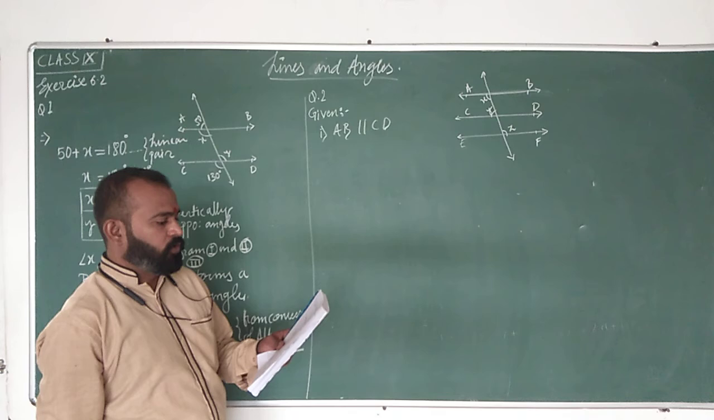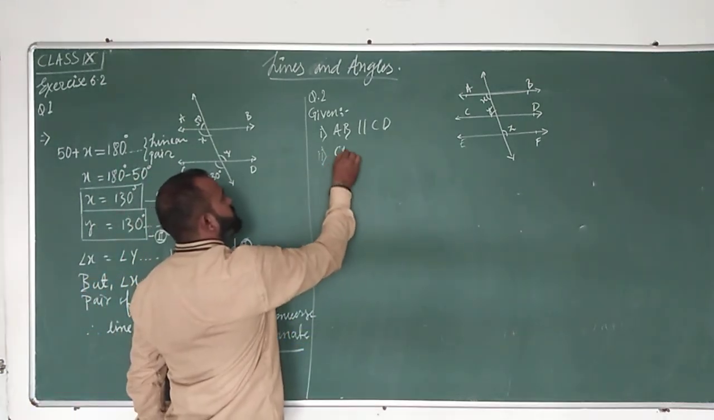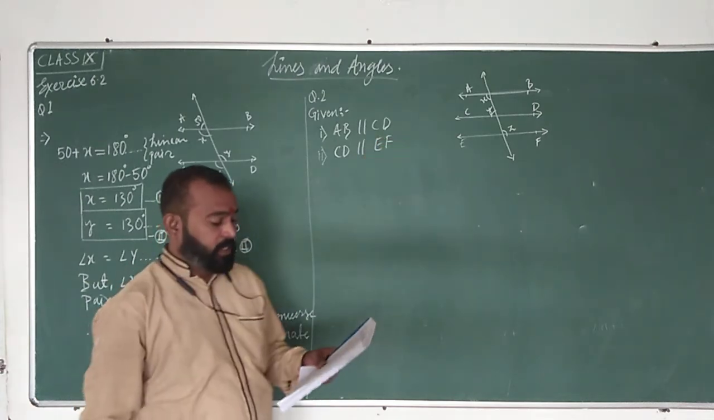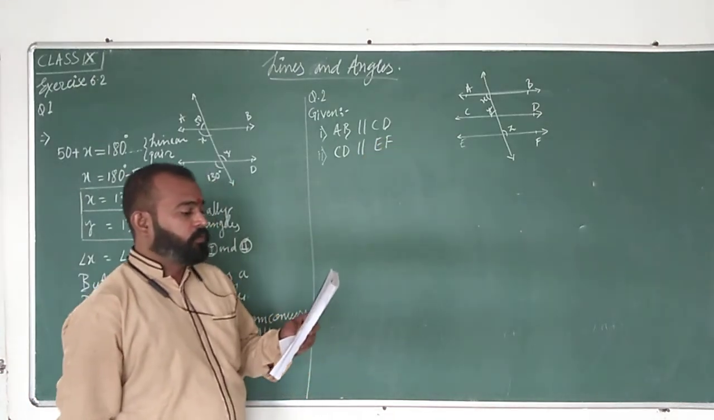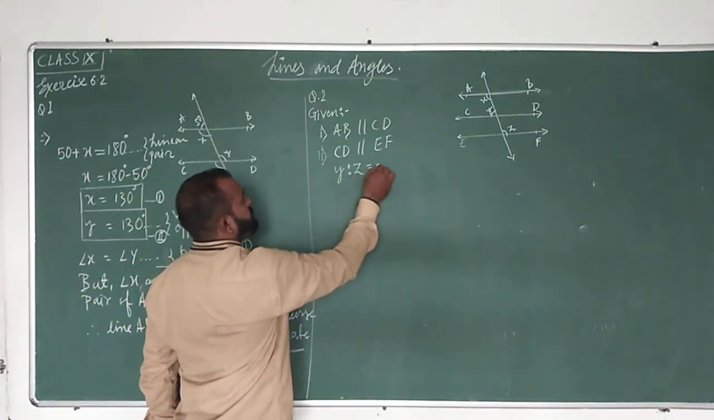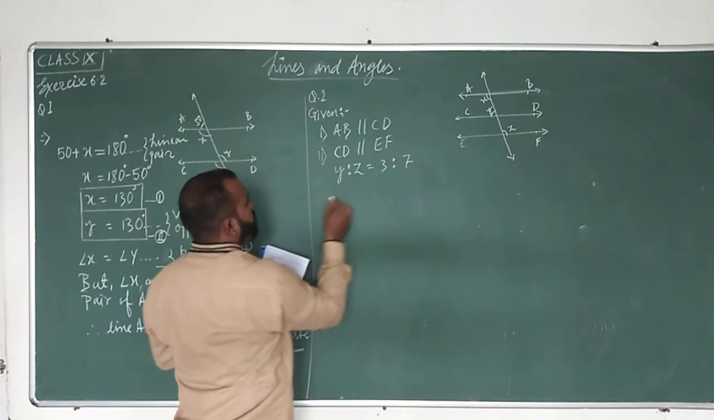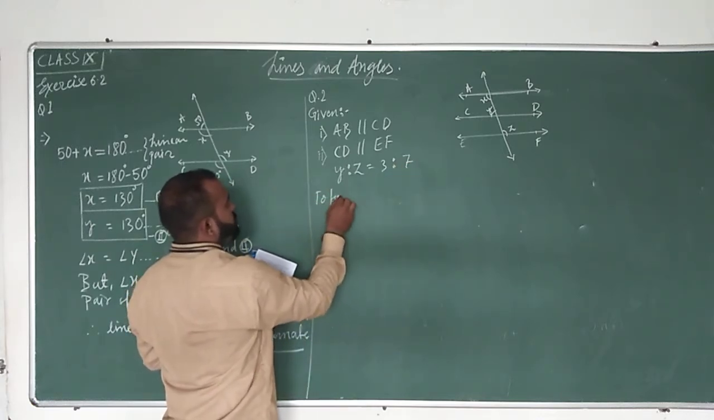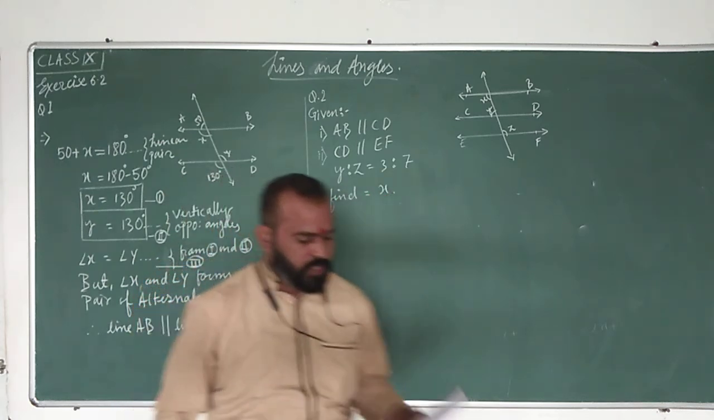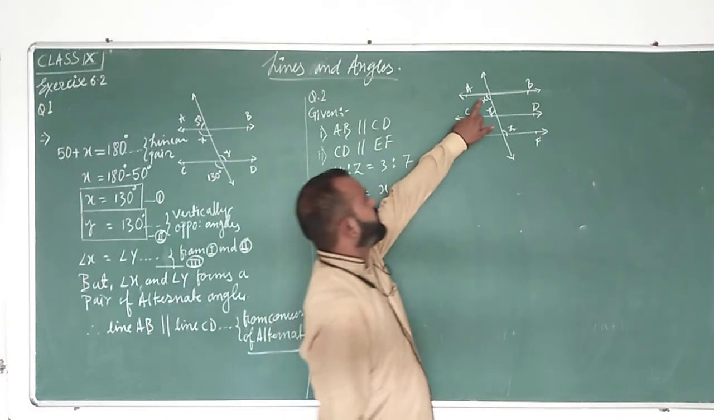Then again, what is given to us? CD is parallel to EF, number 2. Then Y is to Z is equal to 3 is to 7. To find what we have to find? X. We have to find X. Now see, we need to find this X.